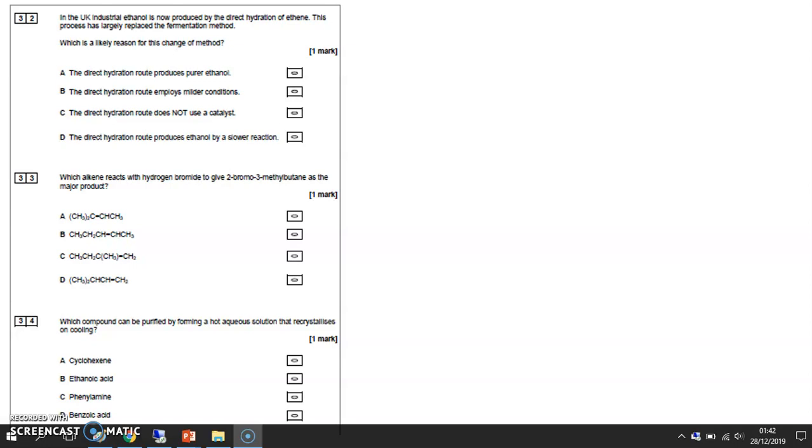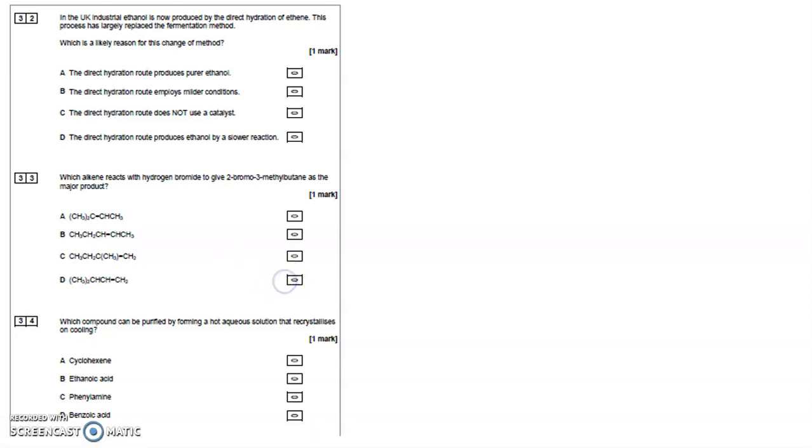The direct hydration route employs milder conditions. No, the water needs to be heated, so it needs to be steam. The direct hydration route does not use a catalyst. Yes, it uses phosphoric acid as a catalyst. And the direct hydration route produces ethanol in a slower reaction. No, fermentation is very slow. Direct hydration route is quick. So the answer is A.